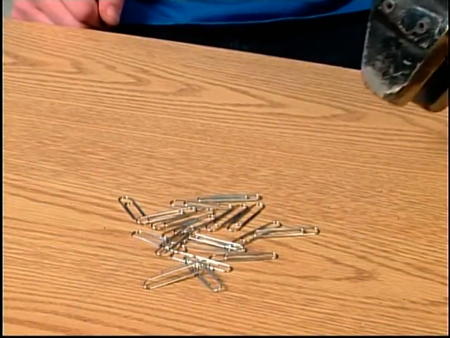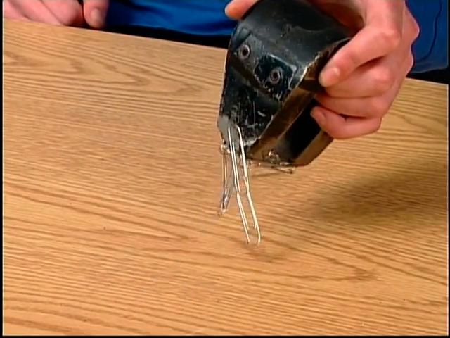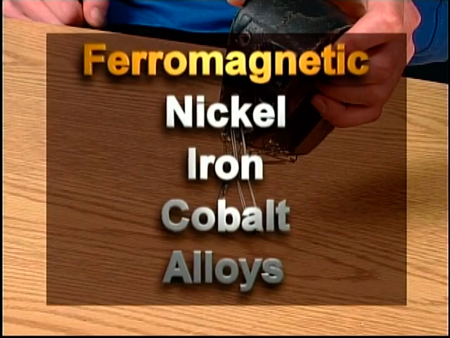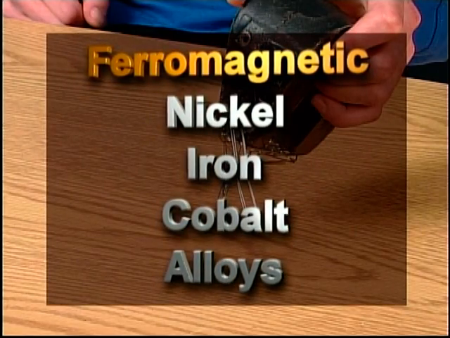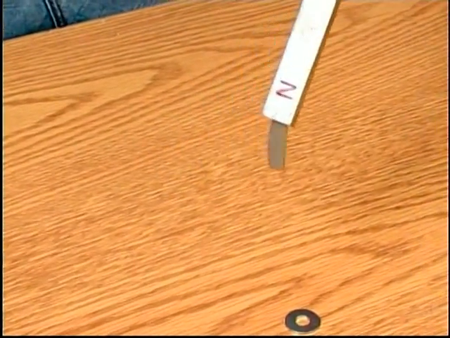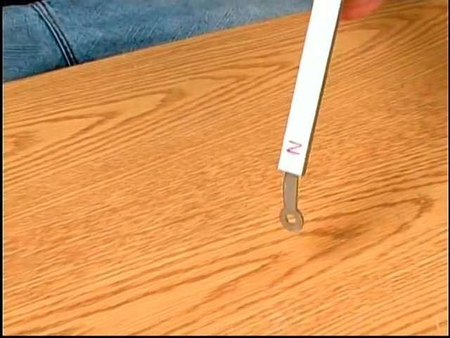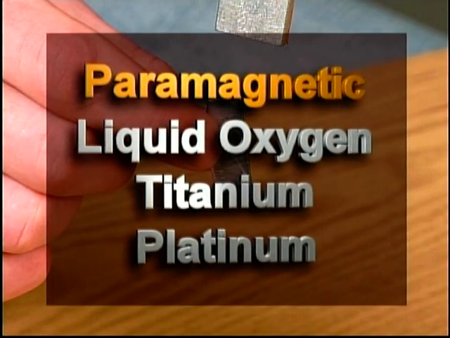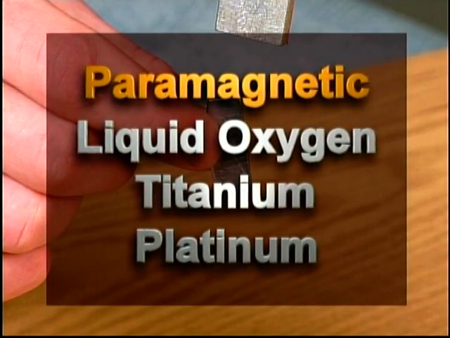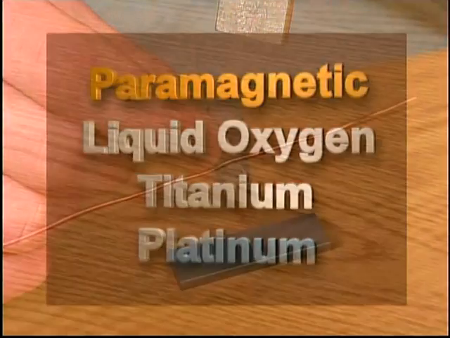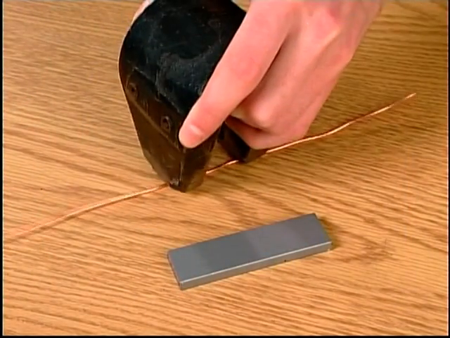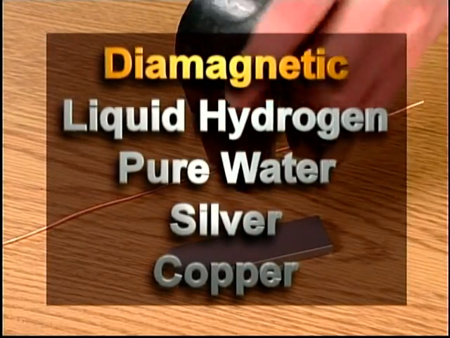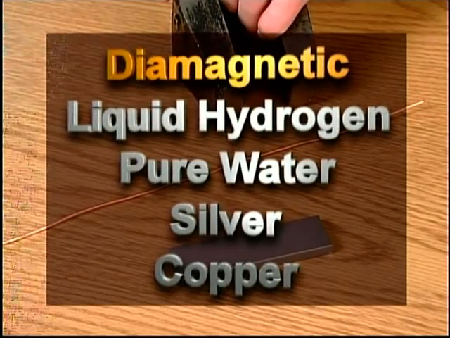Magnetic materials are ones that are strongly attracted by a magnet. They are classified as ferromagnetic and include nickel, iron, cobalt, and alloys made with these metals. Paramagnetic materials are metals that can be magnetized but not as easily as ferromagnetic. Some examples of paramagnetic materials are liquid oxygen, titanium, and platinum. Diamagnetic materials are materials that are not attracted by a magnet. These materials are liquid hydrogen, pure water, silver, and copper.